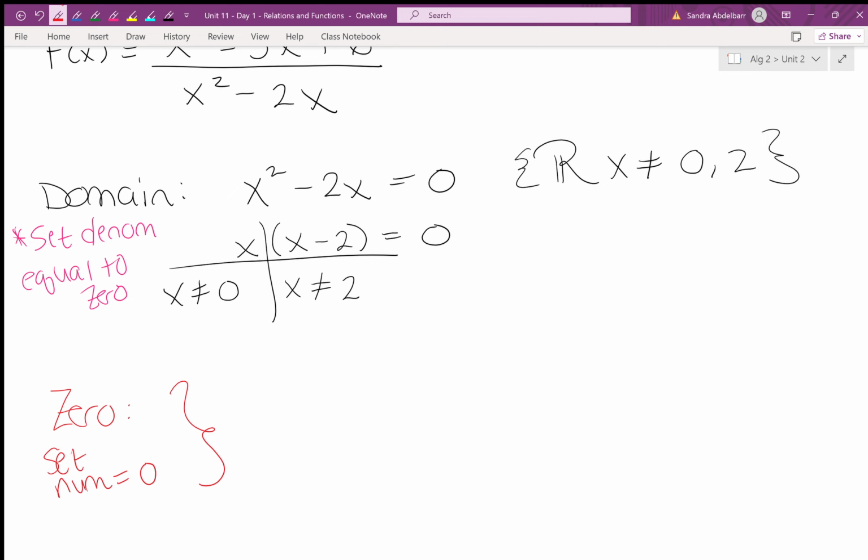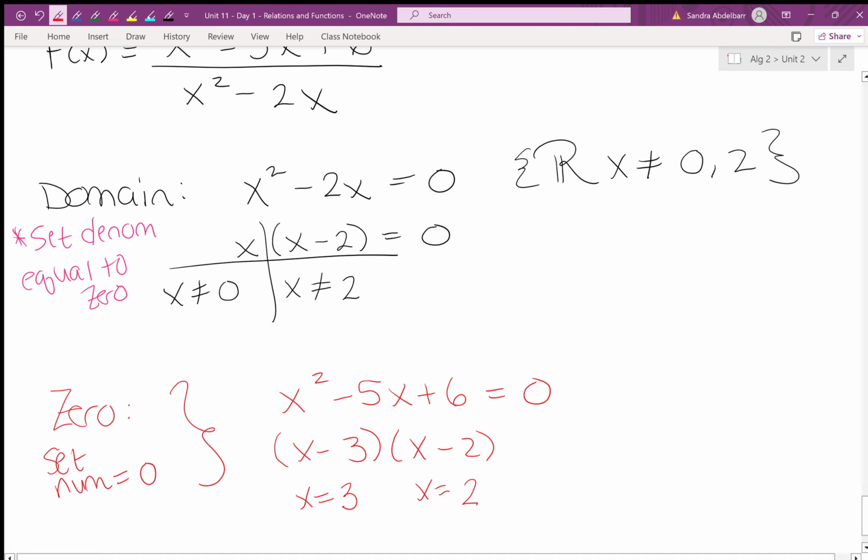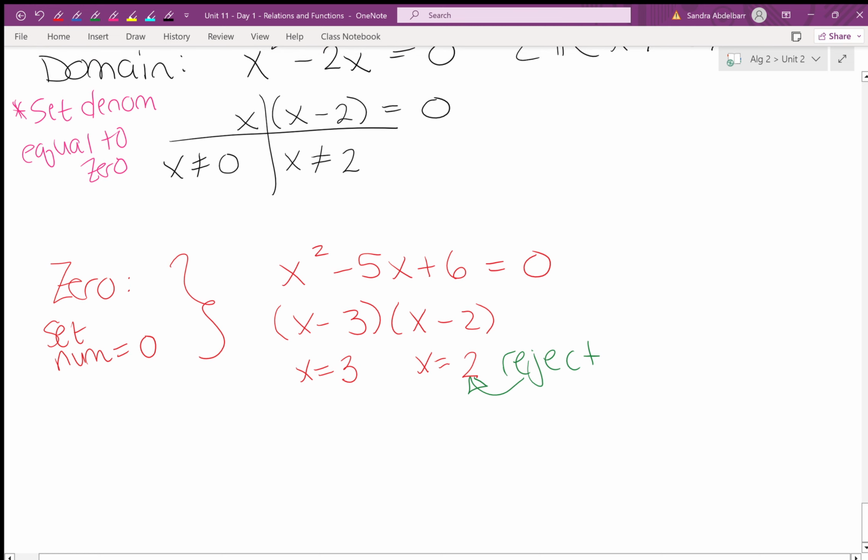So I'm going to take x squared minus 5x plus 6 equals 0. I'm going to now factor this: x minus 3, x minus 2. So what do we end up with? x equals 3 and x equals 2. But what's the problem with x equals 2? When x equals 2, doesn't it make the denominator equal to 0? So can that be a possible 0 for us? No, we have to reject it because it makes the denominator 0.